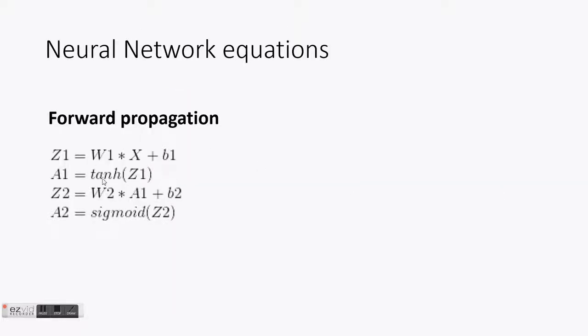So the forward propagation equations we can write as Z1 equal to capital W1 into X plus B1, where W1 is the weight matrix and X is our input vector, and assuming you have m samples, this will be a matrix of size nx into m. And A1 is equal to tanh of Z1, and Z2 is equal to W2 into A1 plus B2, and A2 is equal to sigmoid of Z2.